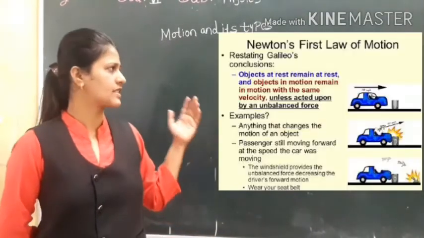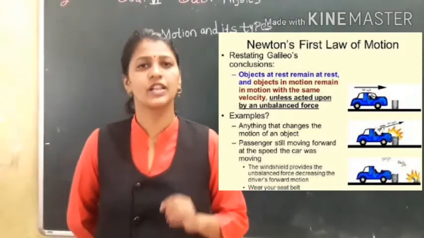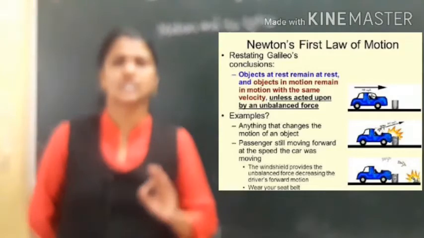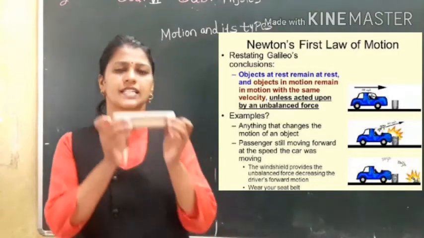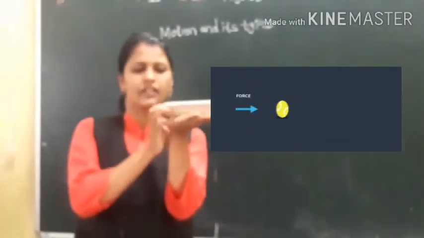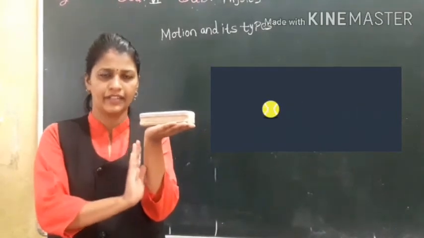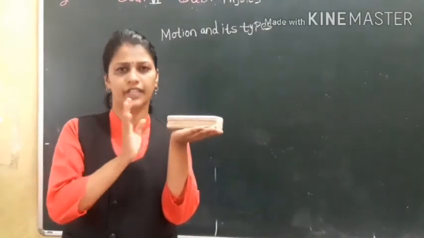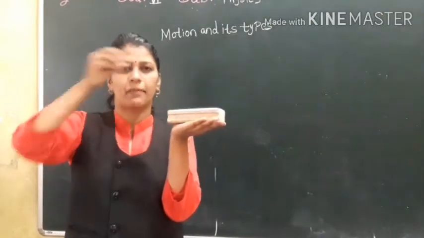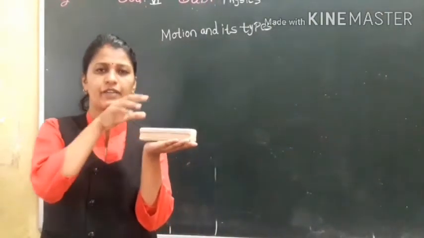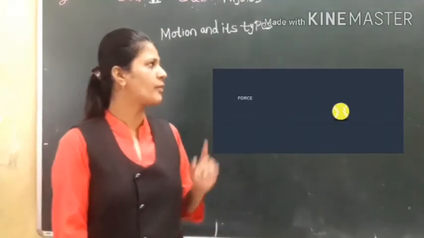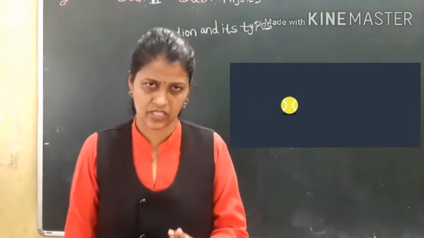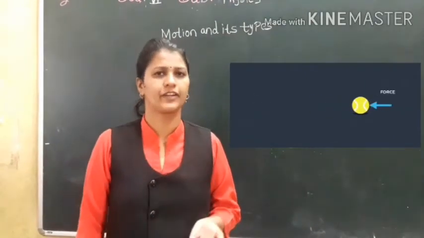So, the first: a body at rest will remain at rest until an external force is applied on it. For example, see, this is a duster, right? Now, if I keep it here on my hand, it will remain there forever until I apply any external force. It will not move. It will not change its place. Are you getting this? So we can say a body at rest will remain at rest until any external force is applied on it.